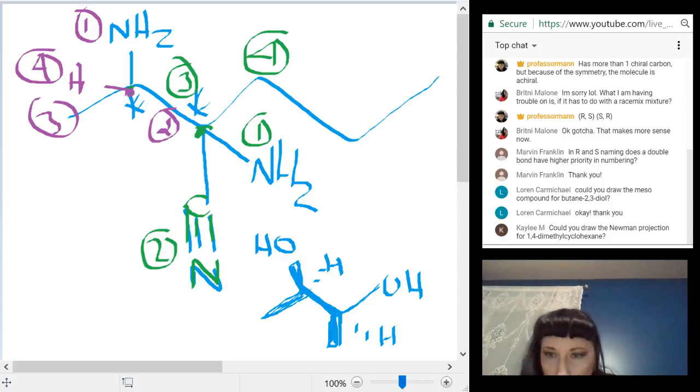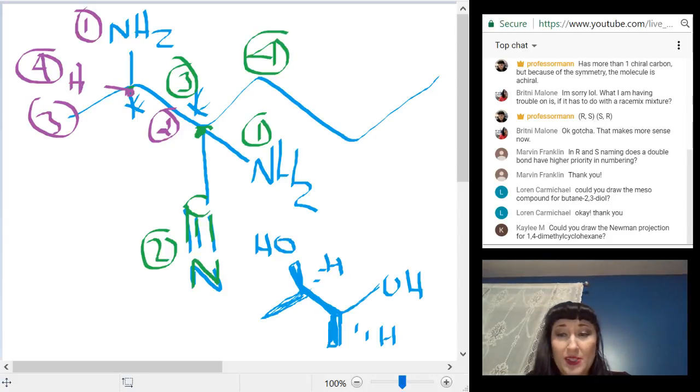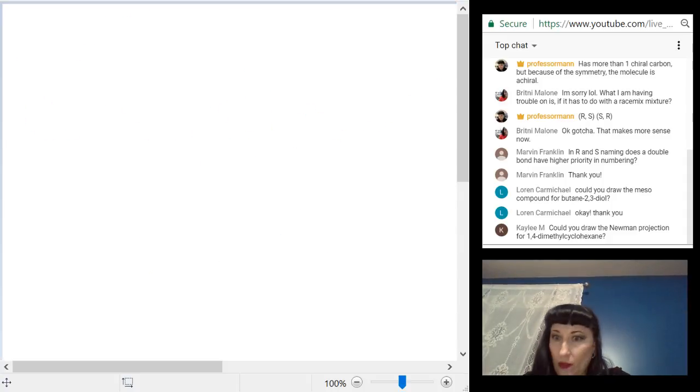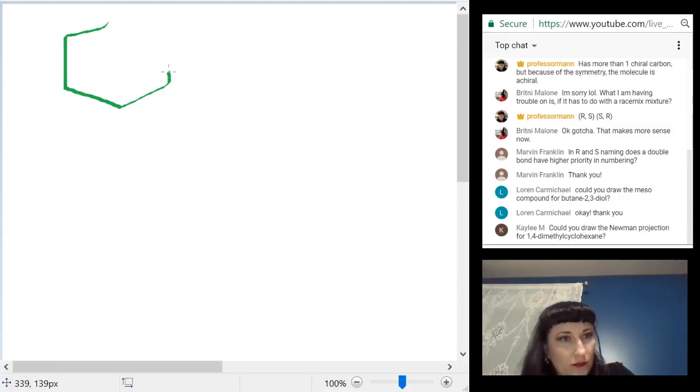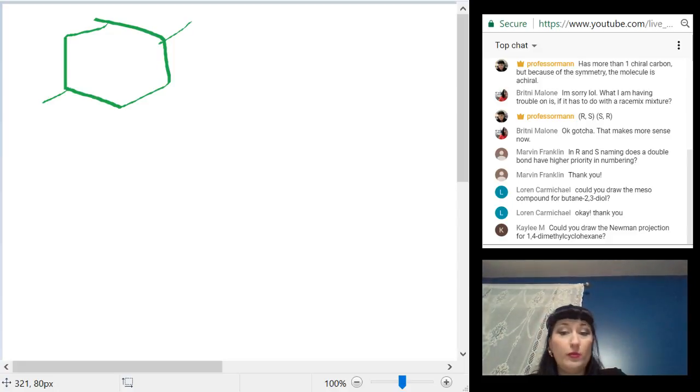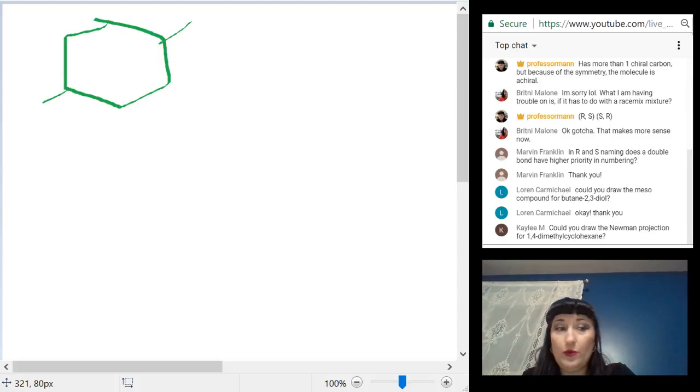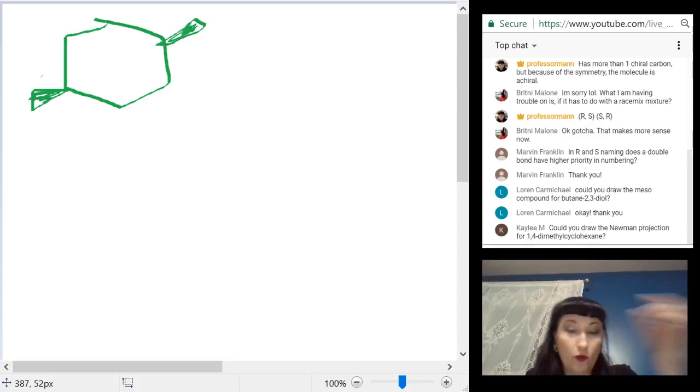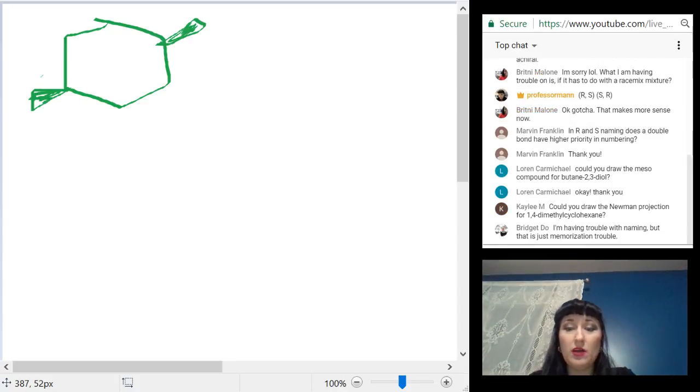Draw a Newman projection for 1,4-dimethyl cyclohexane. I can draw a Newman projection for that, but there would be several because it depends on the stereochemistry of the 1,4-dimethyl groups. Kaylee, did you have a specific stereochemistry you were interested in? That 1, 2, 3, 4. I just arbitrarily picked 2. Like with all Newman projections, you need to know where things are oriented, or otherwise they're not really very useful. So in this case, I'll do the trans diastereomer.